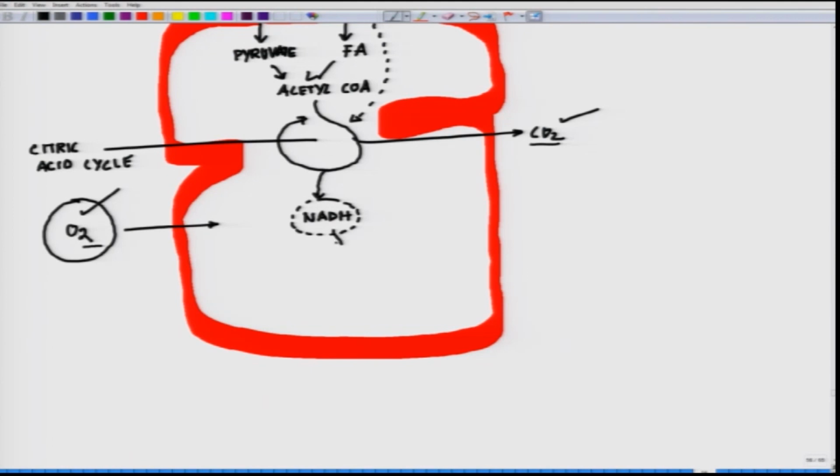So, this is the source of high energy electrons. In the process of oxidative phosphorylation, high energy electrons from NADH are then passed to oxygen by means of a respiratory chain in the inner membrane. So, essentially what is happening, the electron from here is passing through the electron transport chain like this.